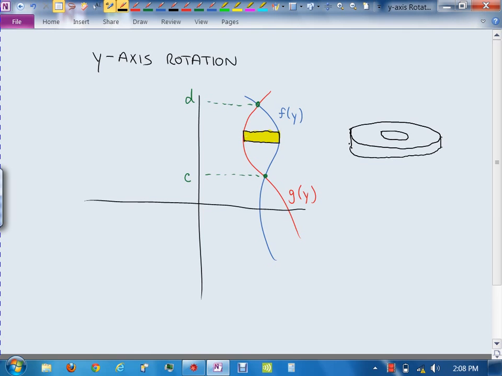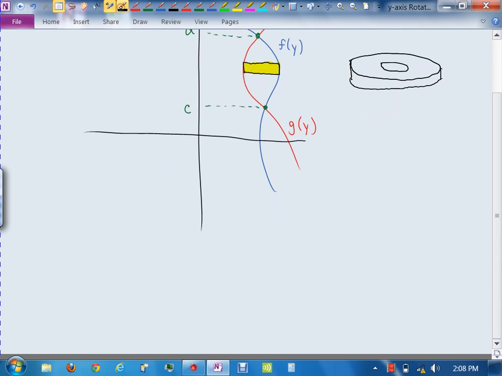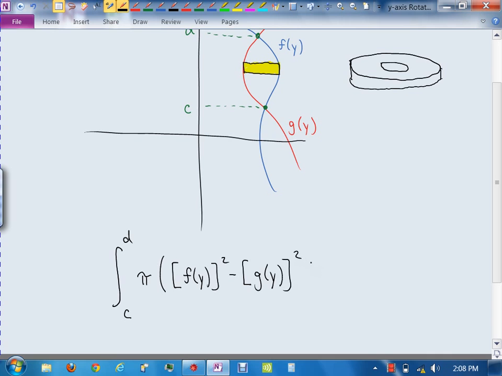So what would we have? I don't want to push too far, but at the same time, I don't want to baby you through this. What would this integral be for the total volume, rotating that around the y-axis? C to d, pi, f of y squared. Good. Good. That's it. So it's the same thing, the other direction.